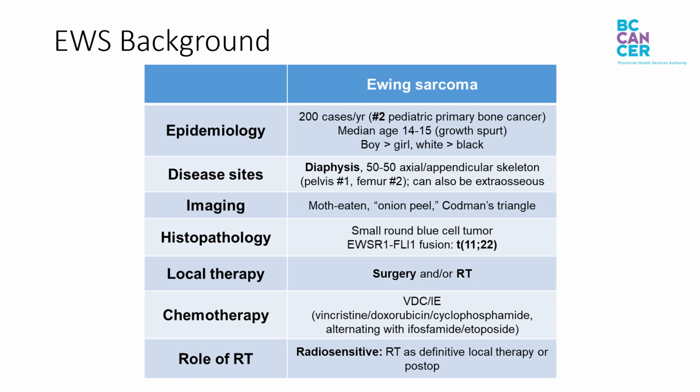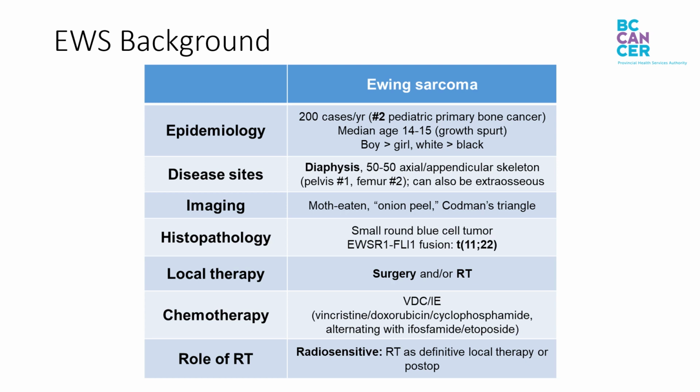Ewing sarcoma is one of the most common primary pediatric bone cancers with median diagnosis at age 14 to 15. They primarily occur in the diaphysis of the bone, and imaging features moth-eaten, onion peel, Codman's triangle on X-rays. The pathognomonic molecular fusion is EWSR1-FLI1 fusion, which occurs from translocation of chromosomes 11 and 22. Local therapy can include surgery or radiation therapy, or both together, and the backbone chemotherapy consists of VDC, IE, every 2 weeks.